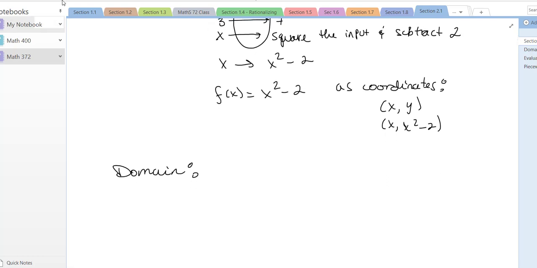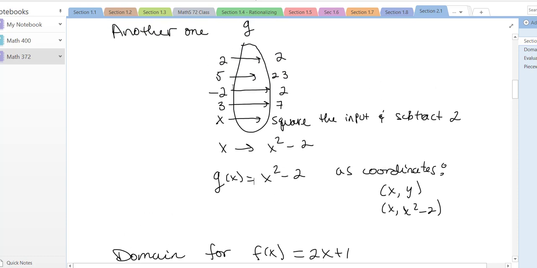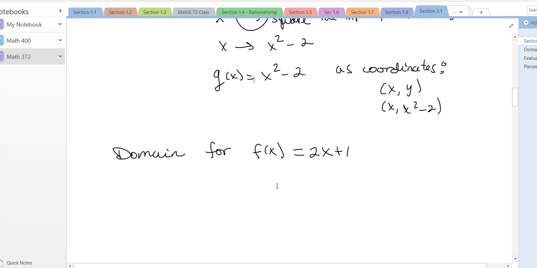So let me go back to the previous one. Let's try the domain for the first rule that we had. For f of x equals, we had 2x plus 1. Oh, and I just realized we had called this function up here g. So let's call it g of x is x squared minus 2. Right, so I said let's call this one g up here. So then we express it as g of x equals x squared minus 2. So the domain for the first one we did, for f of x equals 2x plus 1, the domain is all the x values for which there is an output.